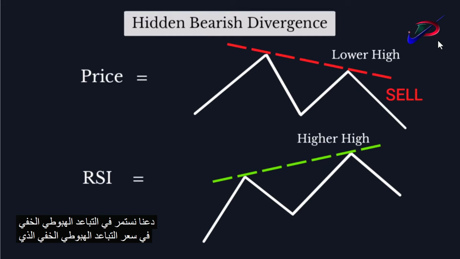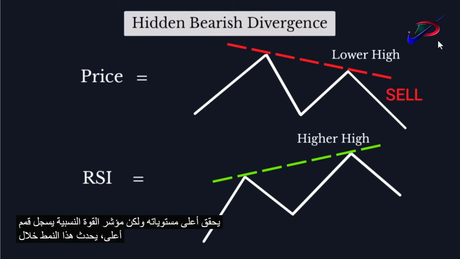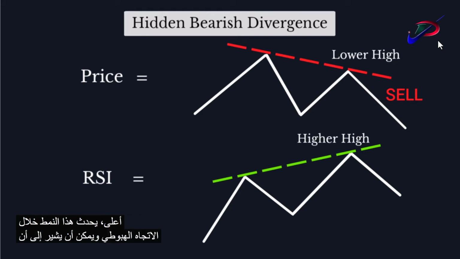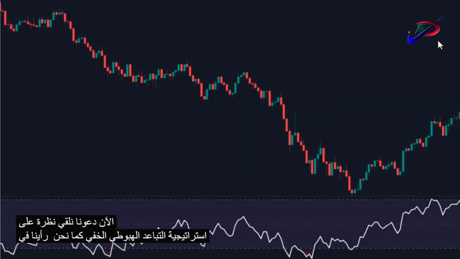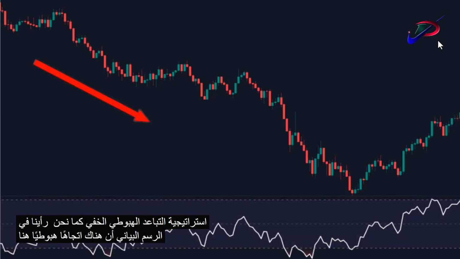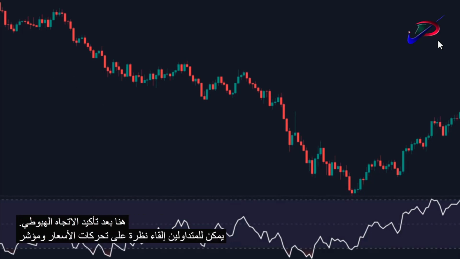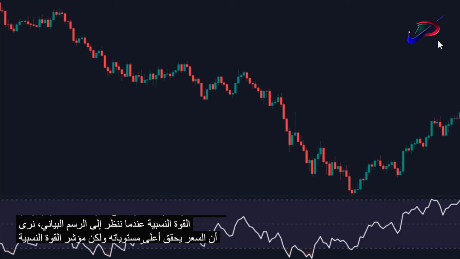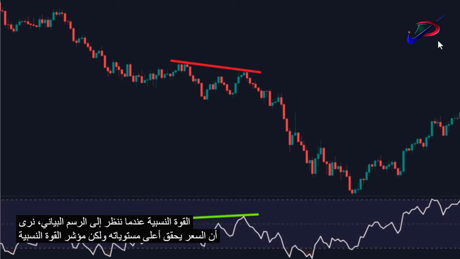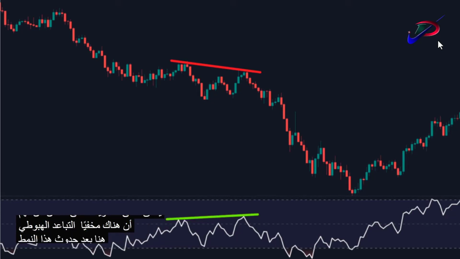In hidden bearish divergence, price makes lower highs, but RSI makes higher highs. This pattern occurs during a downward trend, and it can signal that trend may continue in the same direction. Now, let's have a look at hidden bearish divergence strategy. As we saw in the chart, there's a downward trend in here. After confirming the downward trend, traders can look at price movements and RSI. When we look at the chart, we see that price makes lower highs, but RSI makes higher highs. So we can understand that there's a hidden bearish divergence in here.